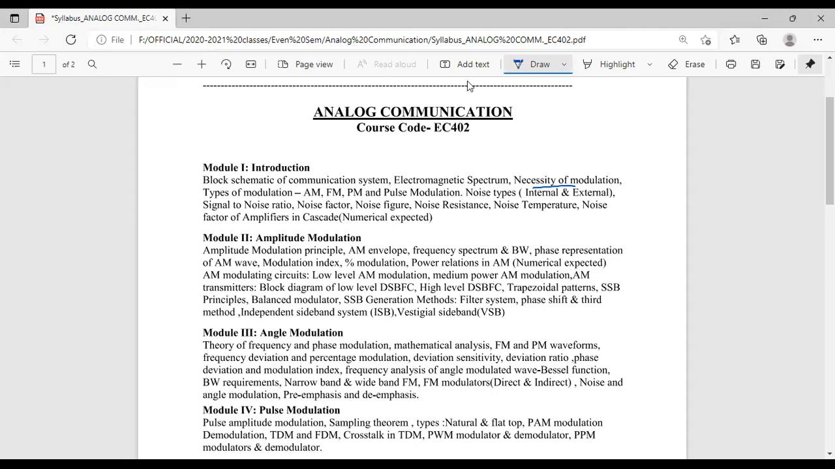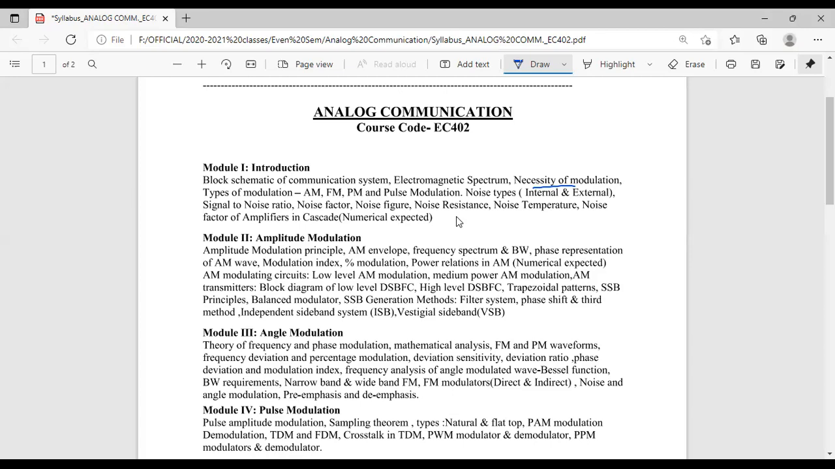Then there are some noise types. So we already know that in several cases, in mobile communication or in satellite communication or in television or radio, you can see that at some time there are some noises. So we have to see the basics about that noise part, the noise temperature. Due to that noise, there is some temperature generated within the circuitry. So the noise and the amplifiers.